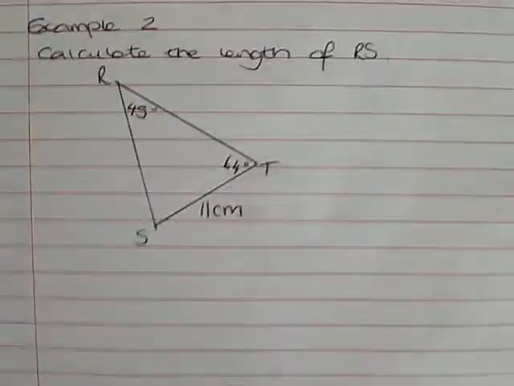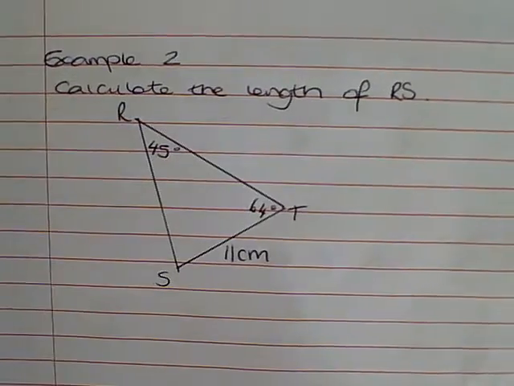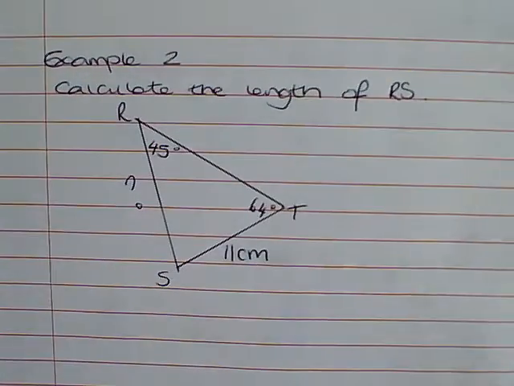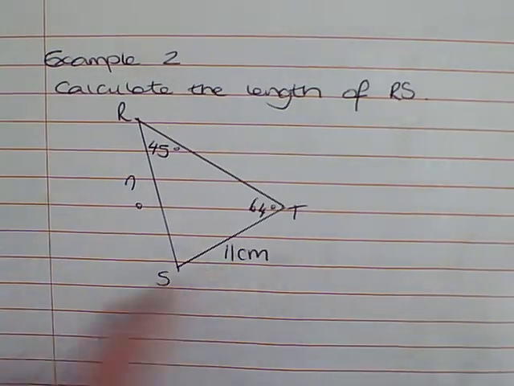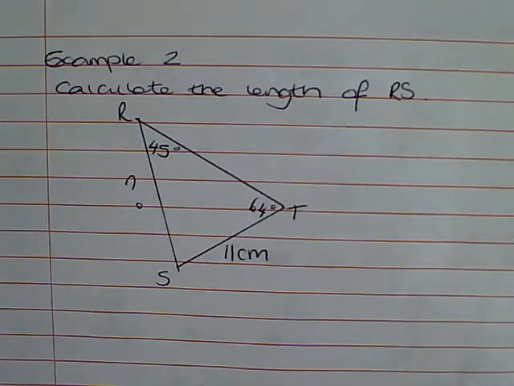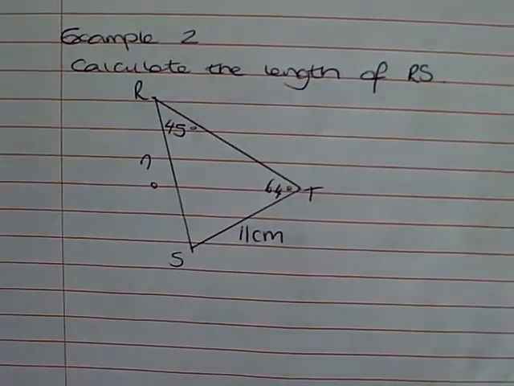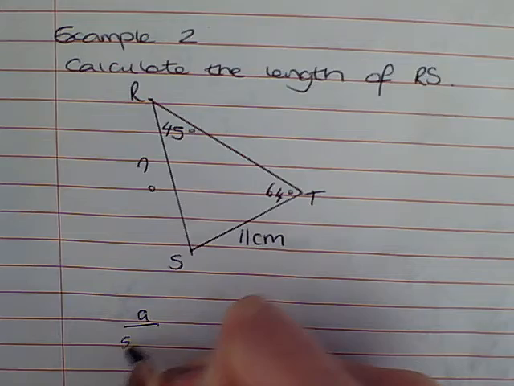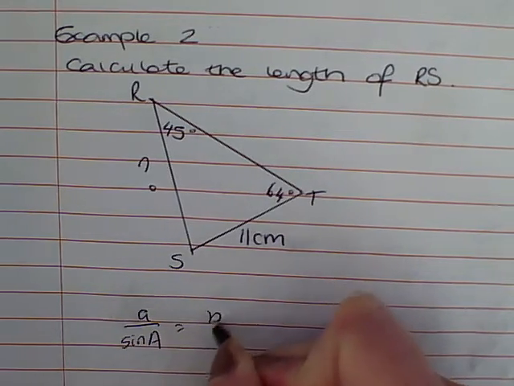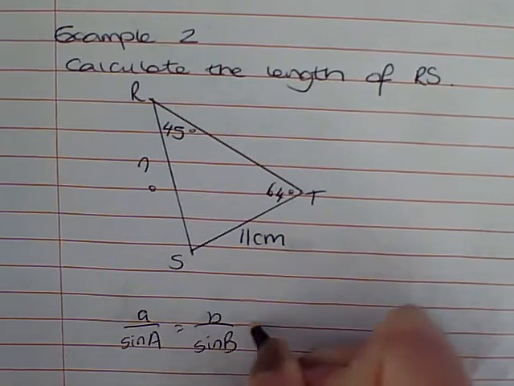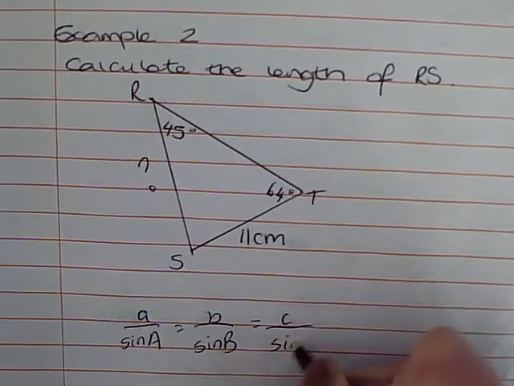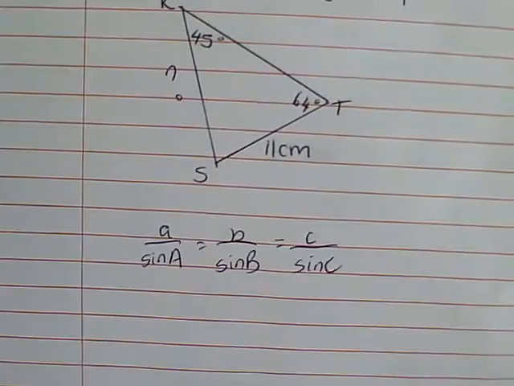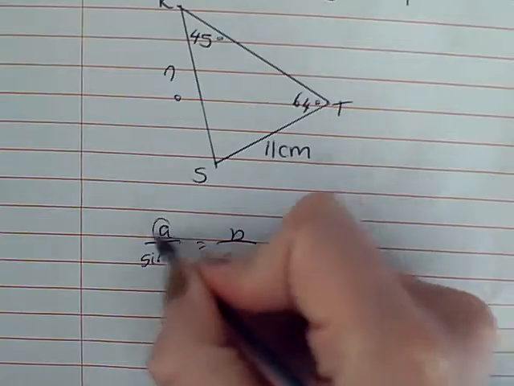Moving on to another example. This time we're calculating the length of RS, so R to S, so we want this side. How do I know it's the sine rule? Because I only know one length, and for the cosine rule I need two lengths. So we've got A over sine A. Sorry, it's hard to write around the visualizer, it's quite chunky. Okay. So we're wanting this length here.